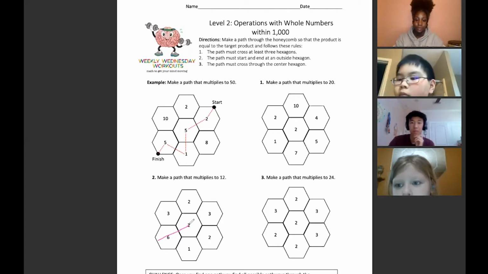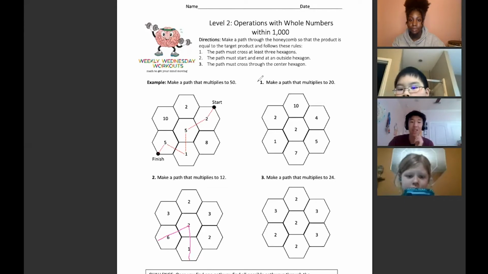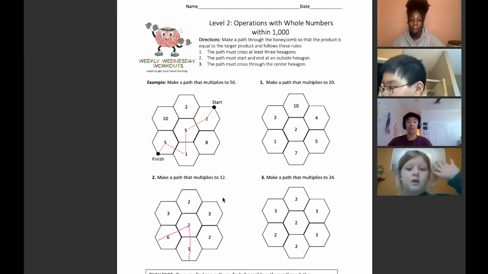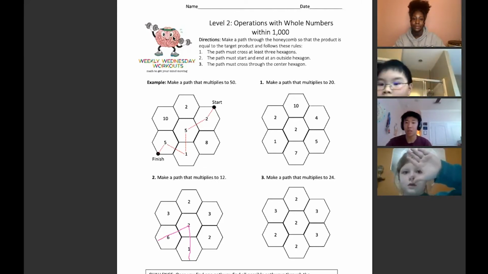To 1? That's correct. Good job, Walker. So 6 times 2 times 1, that's at least 3 hexagons. I've got another one. It starts and ends outside the hexagon and it goes to the center. Good job. Did I hear Max? One. Yes. Okay, Max, what's your answer?